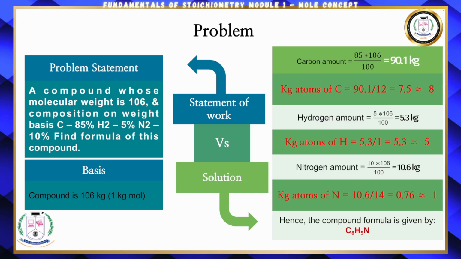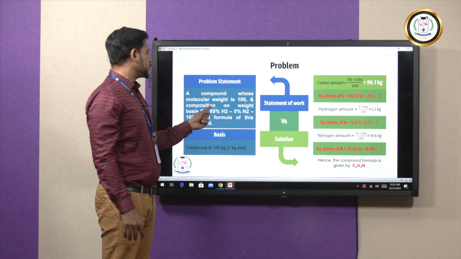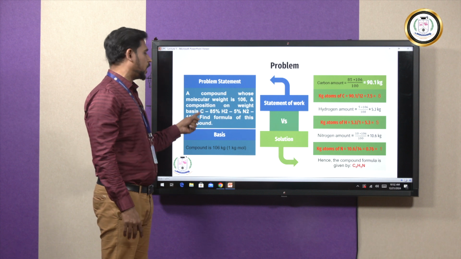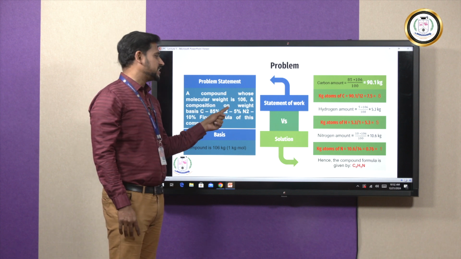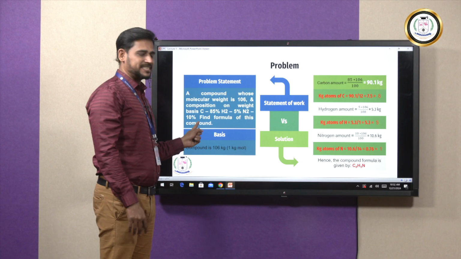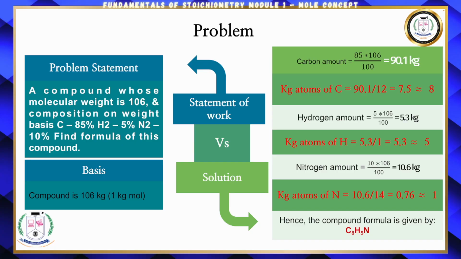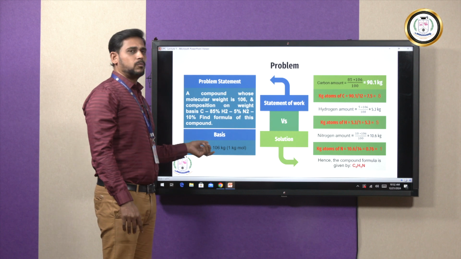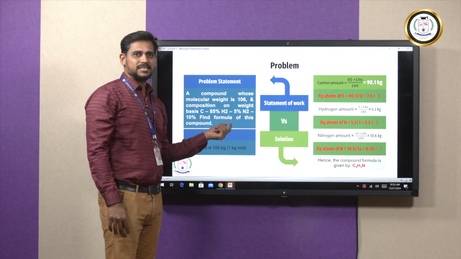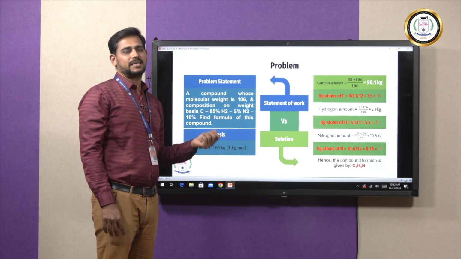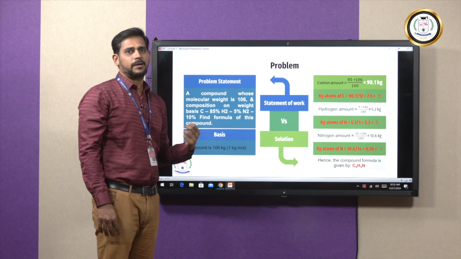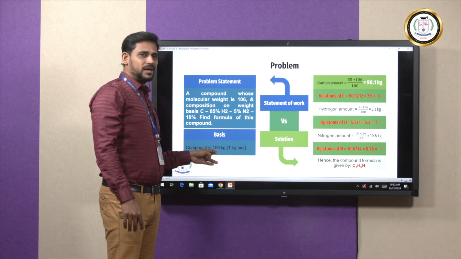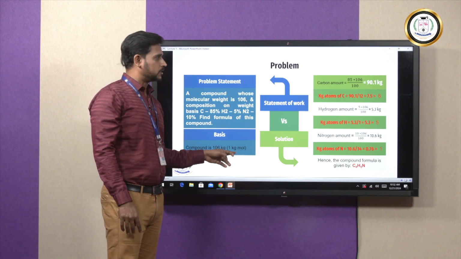When we look at problem number 3, they have given a compound whose molecular weight is 106, and the composition on weight basis: carbon is 85%, hydrogen is 5%, nitrogen is 10%. We have to find the molecular formula of that compound. So we take a basis. We know that the molecular weight is 106. The unit of molecular weight is gram per gram mole or kilogram per kilomole. That means 106 kg per kilomole of that compound.